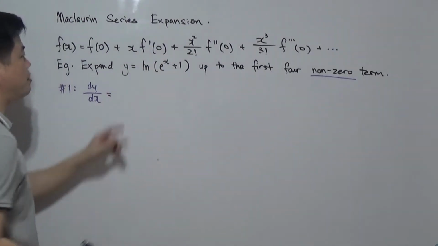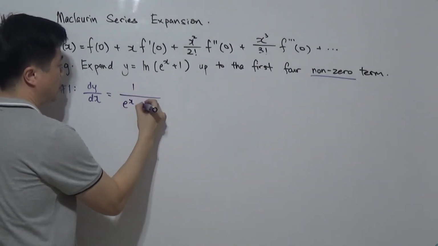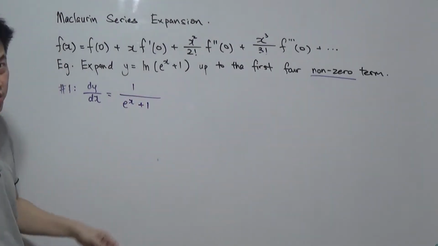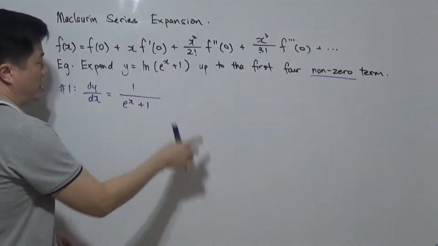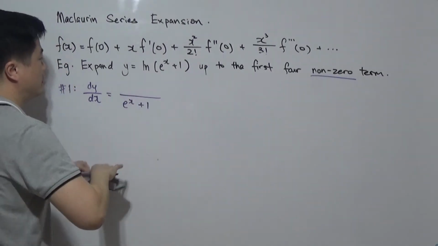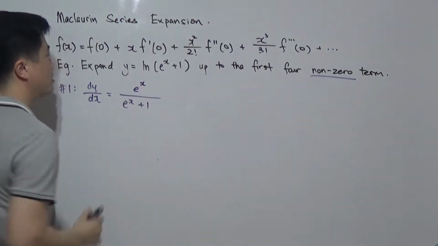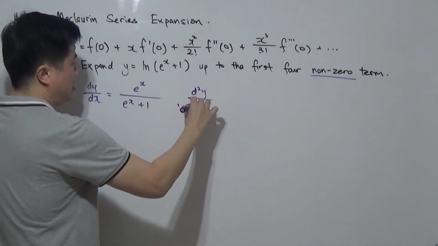So we could differentiate this, all right? And then we have 1 over e^x plus 1, okay? I assume that you know how to do a differentiation, yeah? So this goes down, and then we're going to do the chain rule. So we're going to differentiate this guy, which actually is going to give us this, okay? Now, you could continue and figure out what is d²y/dx².